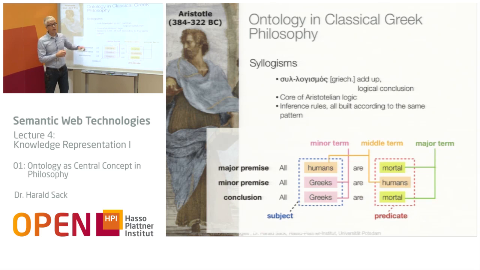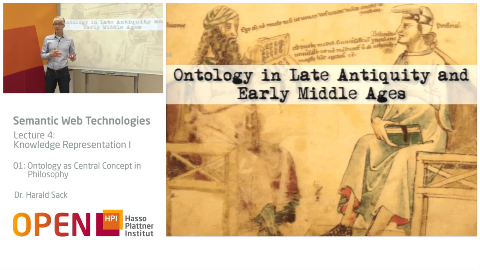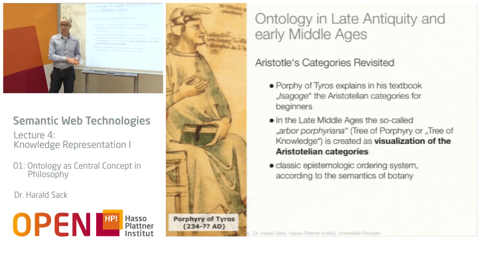Okay, let's go some further. Let's go to late antiquity and the early Middle Ages. Also, the science of ontology develops. Of course, also in late antiquity and the Middle Ages, what the ancient Greeks did, what Aristotle did, what Plato and Socrates did was, of course, still valid and pretty much interesting for people.